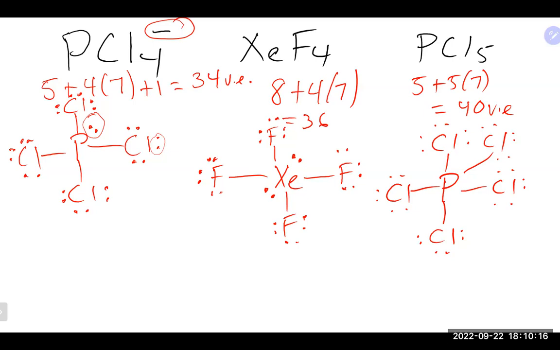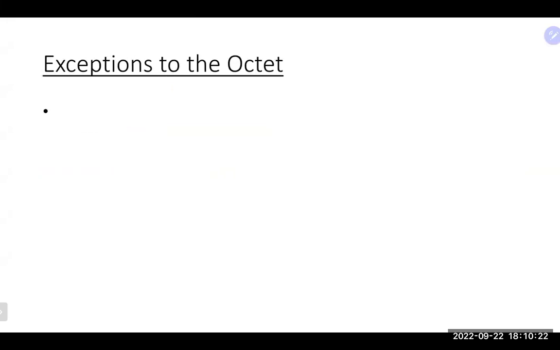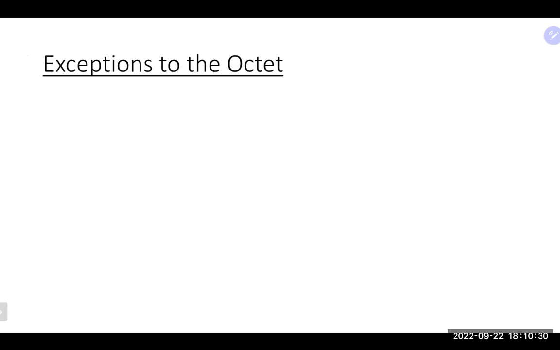Any questions on that there? Any questions on drawing Lewis structures, expanded octets, exceptions to the octet rule, Lewis structures in general? All right, so that wraps up that part of this chapter. I think what we have left is just naming. We'll come back to that.